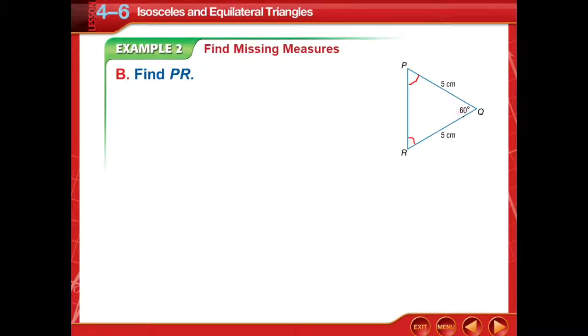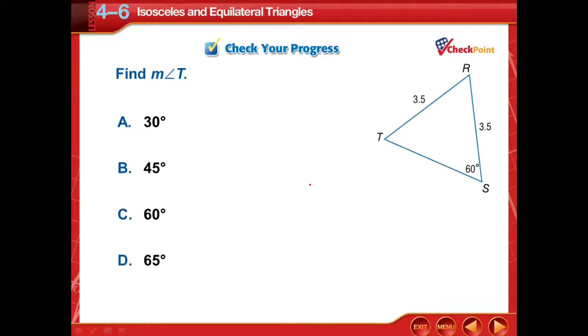I already found out in the previous slide, since this is 60 degrees, that each of these angles is 60 degrees, which lets me use my corollary that states that if the angles of a triangle are all 60 degrees, then it is equilateral, which means that PR is going to be 5 centimeters. Here is your turn.